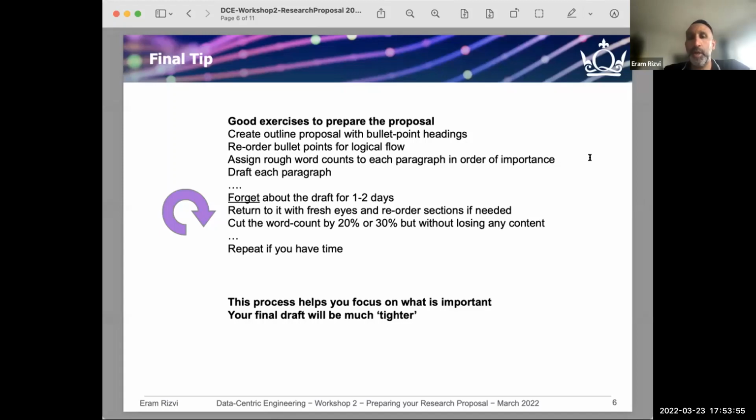As you read it with fresh eyes, you'll see that you've got words in there which you don't need. It's a fact that when we're verbally speaking, we use many more words than we need to when we're writing. And that's much easier to see if you're looking at your written document with fresh eyes. So cut the word count and then repeat that process if you have time. That process has the advantage that it really helps you focus on what's important, and it will make your final draft much tighter and more consistent with a smooth logical flow to it. Okay, so I hope that's useful to you. I'm going to stop my share there and hand back to Gabby.